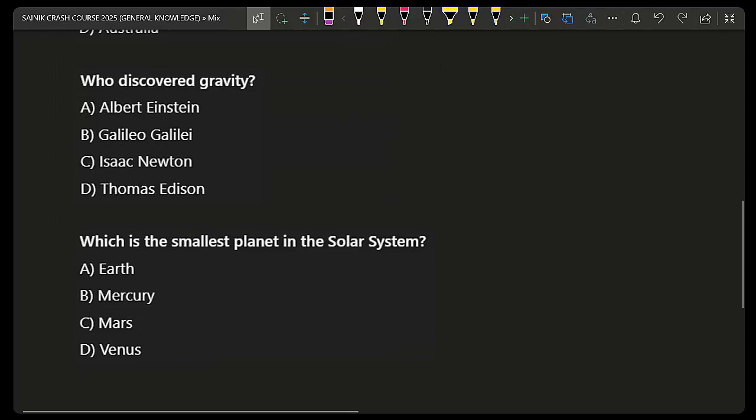Time up. Two students gave wrong answer, Venus, and 17 students, most of the students give the correct answer. Mercury is the correct answer. It is the smallest planet in the solar system and it is closest to the sun. Next question.